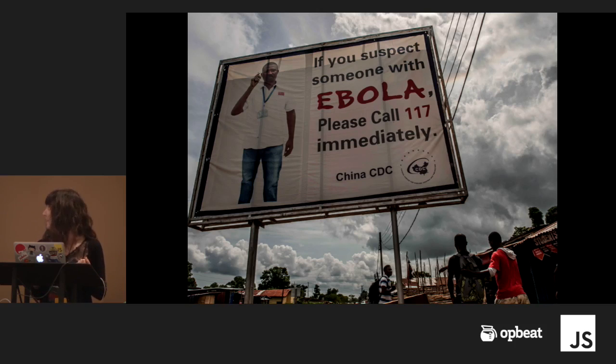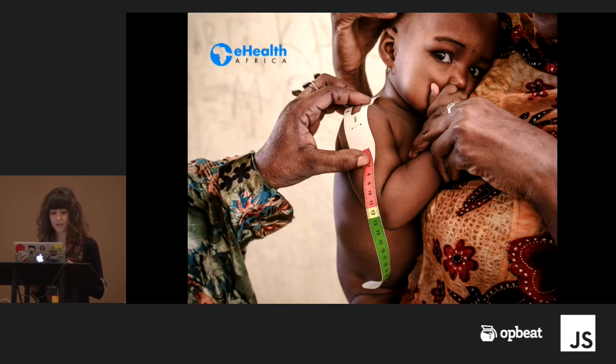So how does JavaScript enter the equation here? I work for eHealth Africa. This is a Nigerian-based NGO that aims to help vulnerable communities live healthier lives, especially in West Africa. I'm part of the software team, and we try to apply technology wherever it can help improve these health systems. Part of it was working on the Ebola outbreak response.